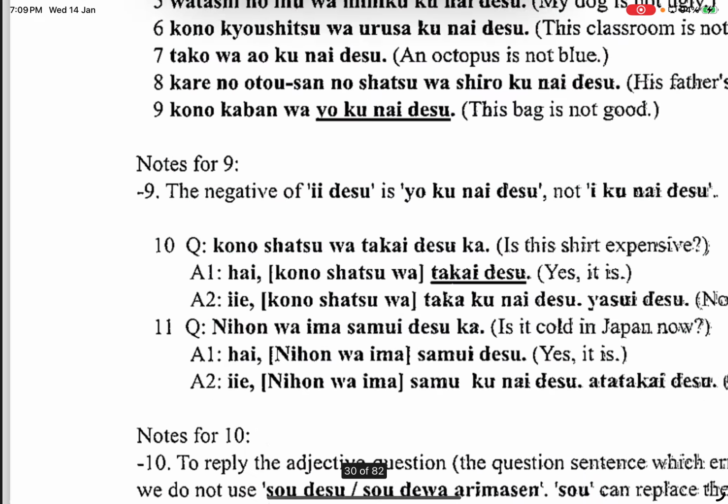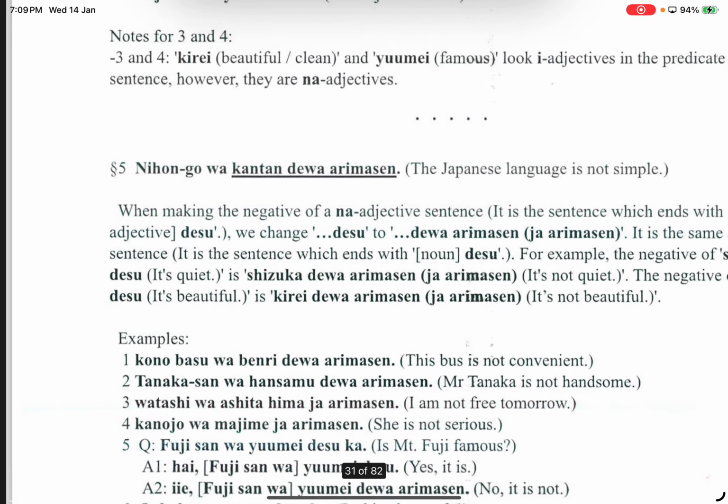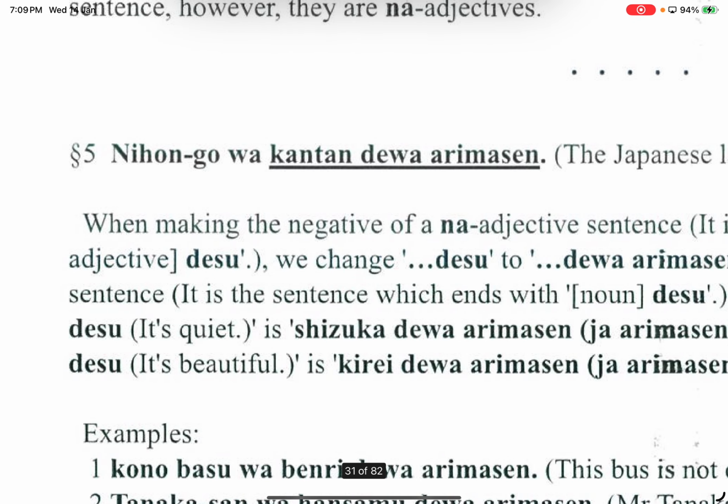Okay? Then for the negative of the na adjective, we look at number 5. For the na adjective, the word 簡単, for example, we cannot just put in くない and say 簡単くない. No such thing exists. So the negative form for the na adjective is very similar to nouns. Remember nouns? 学生です, I am a student. Not a student is 学生ではありません. So same as a noun.